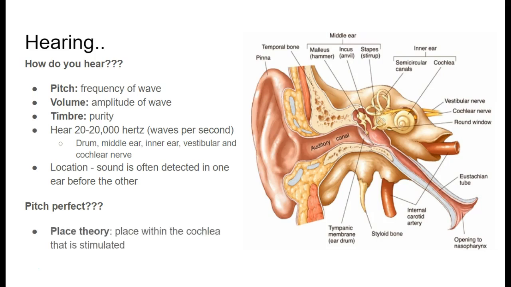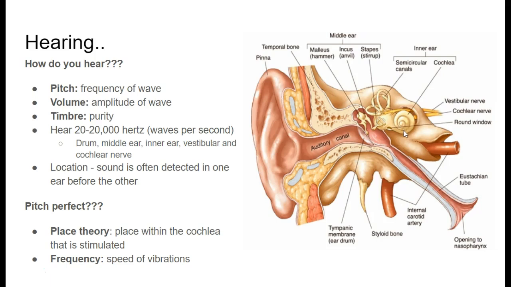How is it that we hear exactly? Well, there's a couple of theories. The first is place theory: these sound waves are traveling in through your ear and vibrating, and wherever that sound wave hits on your cochlea gives us an understanding of pitch and an understanding of sound.